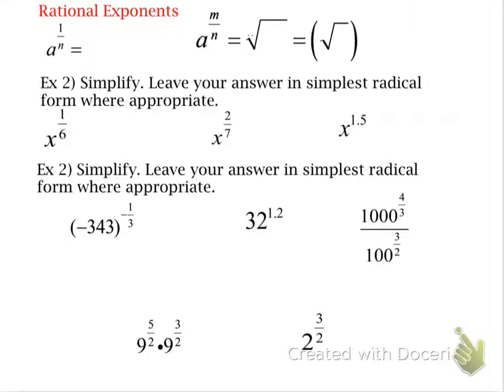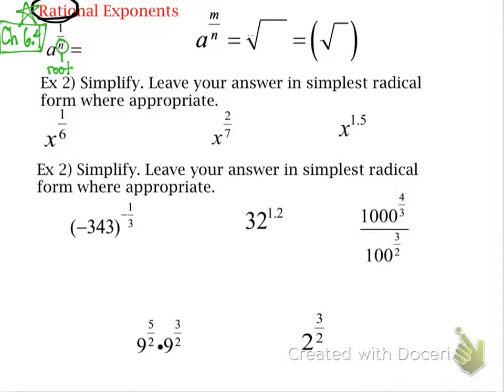All right, here's our key video. This is the new stuff, rational exponent. So rational comes from the word ratio, meaning fraction. So every radical can actually be written as a rational exponent.